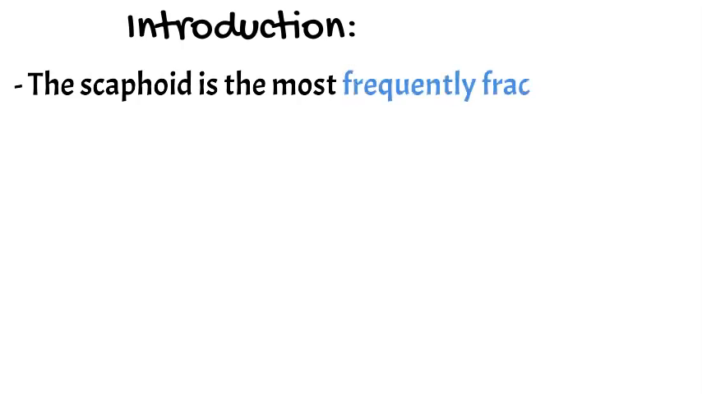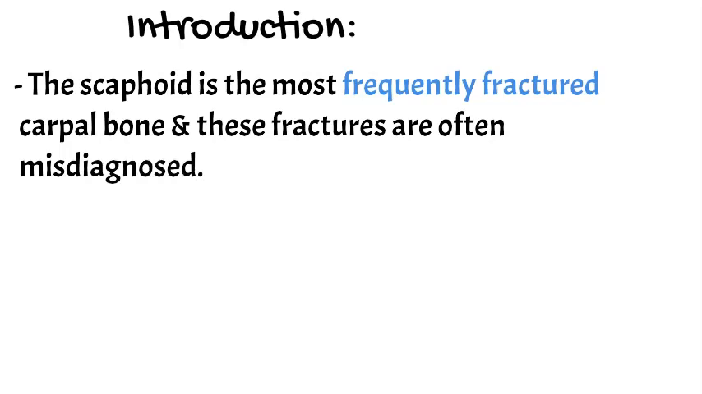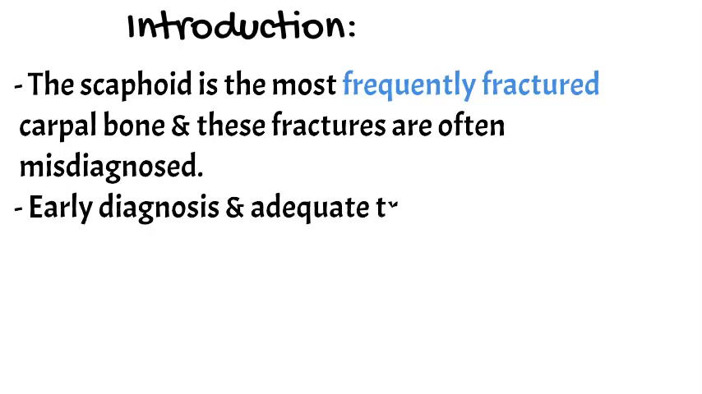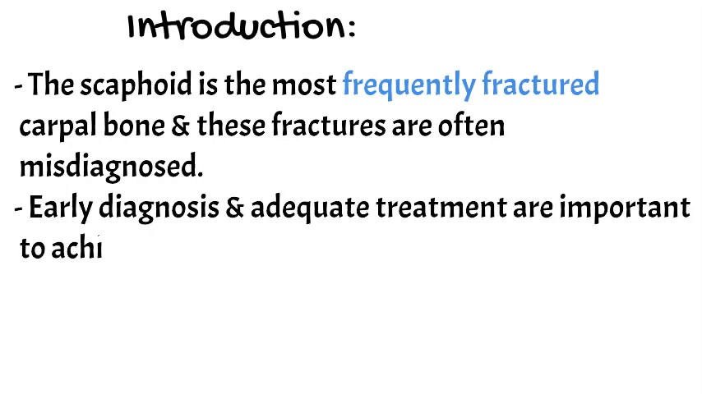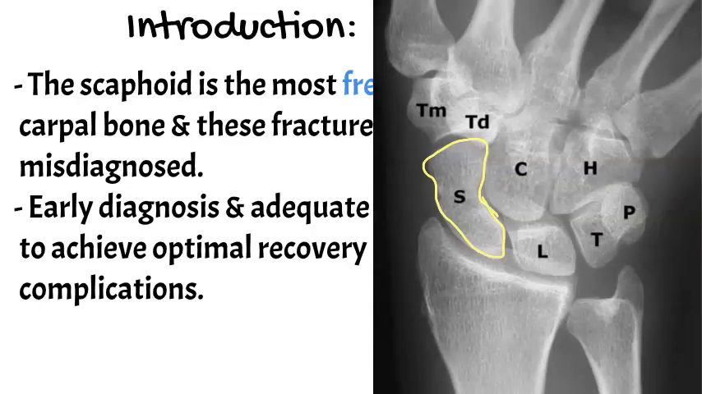As an introduction, the scaphoid is the most frequently fractured carpal bone, and these fractures are often misdiagnosed. Favorite MCQ question. Early diagnosis and adequate treatment are important to achieve optimal recovery and to avoid complications. This figure illustrates the X-ray of the wrist. The scaphoid is highlighted.